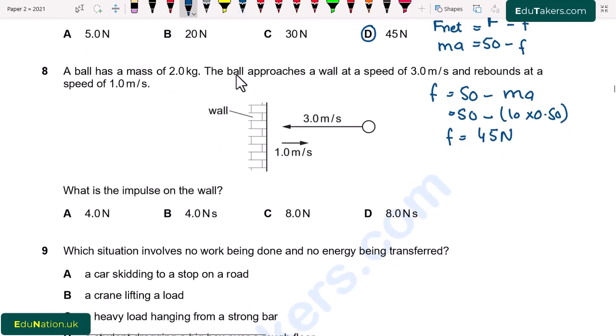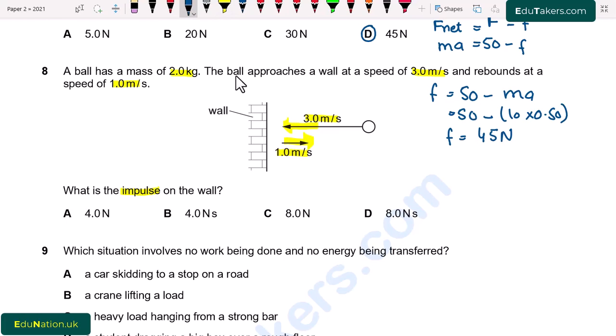Question number 8. A ball has a mass of 2.0 kilogram. The ball approaches a wall at a speed of 3.0 meter per second and rebounds at a speed of 1.0 meter per second. What is the impulse on the wall? So here we have to find out the value of impulse. First of all, here is a ball and it approaches the wall at a speed of 3.0 meter per second. Then it rebounds back at the speed of 1.0 meter per second. We can see here that the direction of approach and rebound is different.